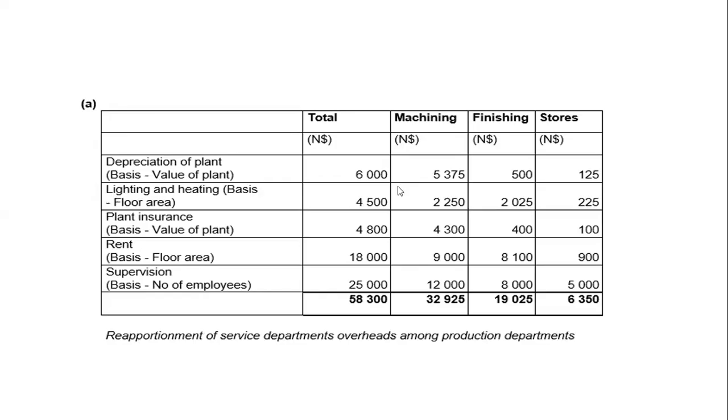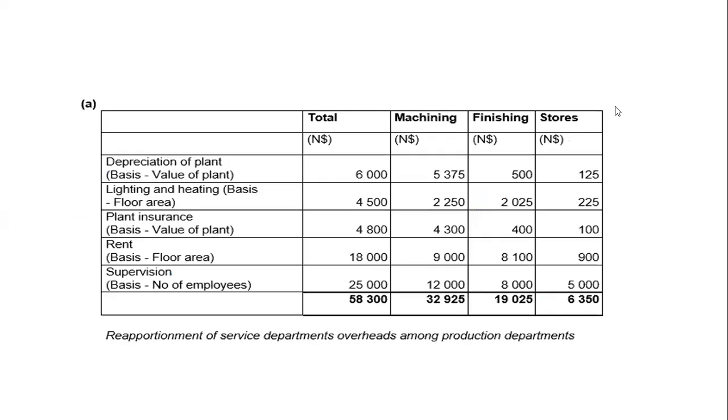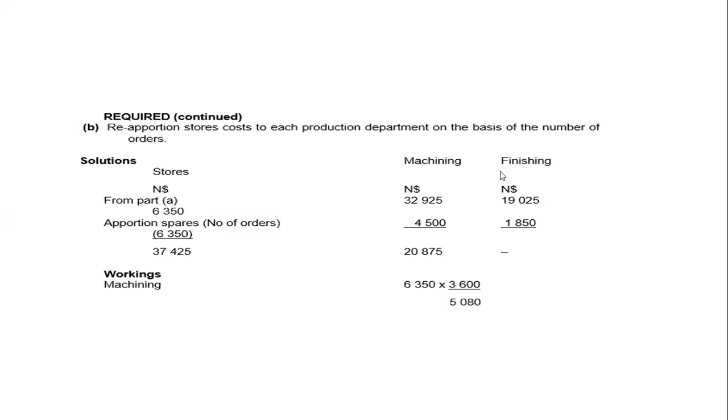Let us look at then the next one. How can we then reapportion the overheads for the service department, which is stores? Stores is the service department in this case. How do we then reapportion this into the production departments, which is machining and finishing, which is what we're trying to look at.